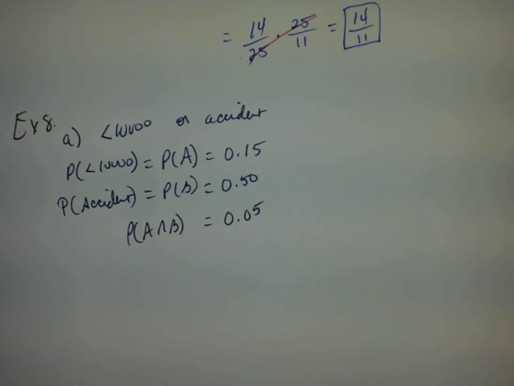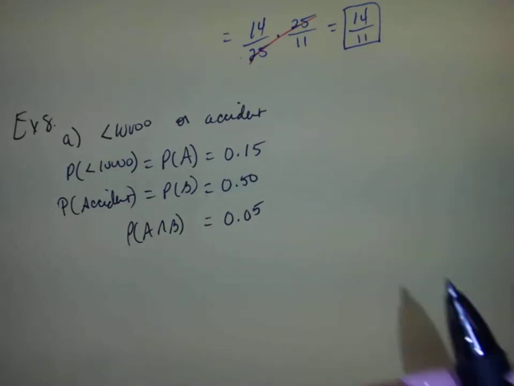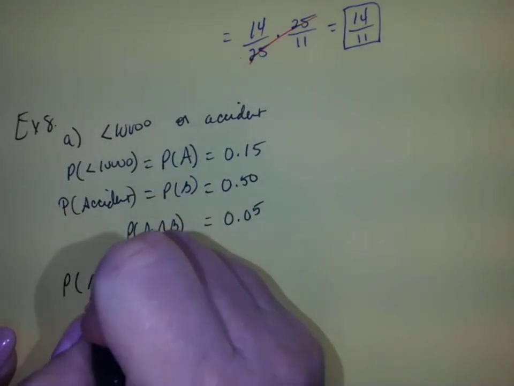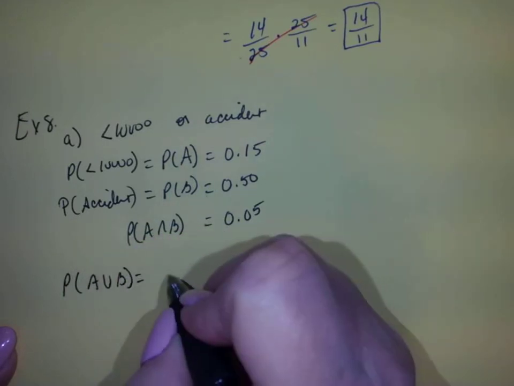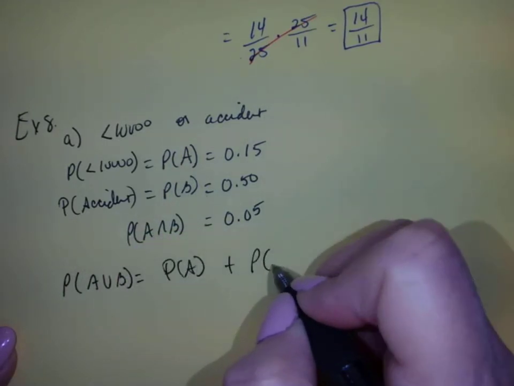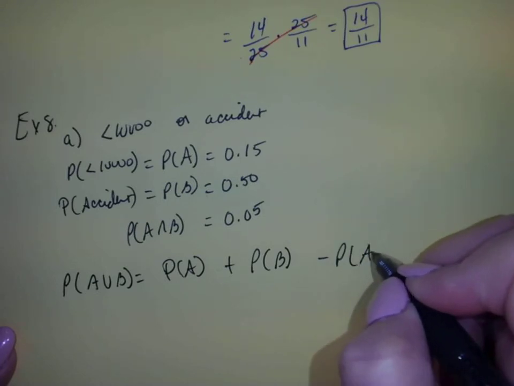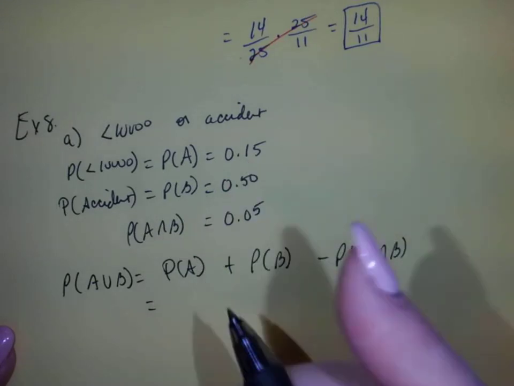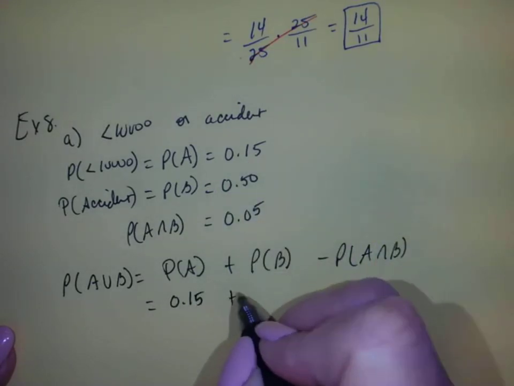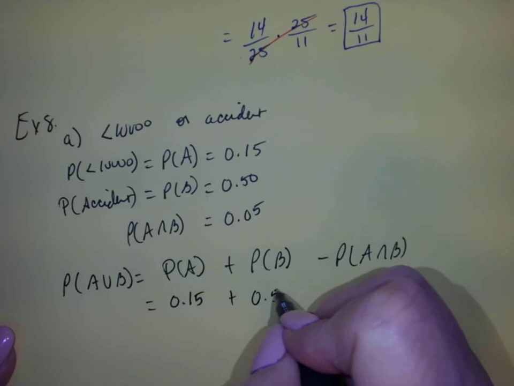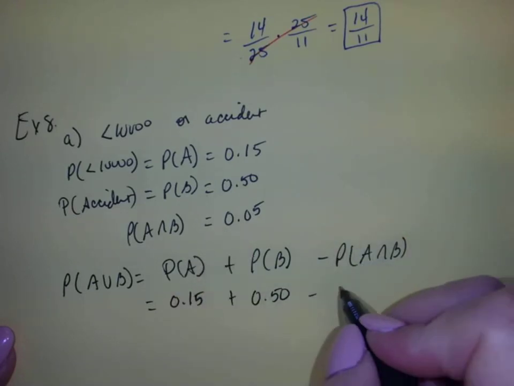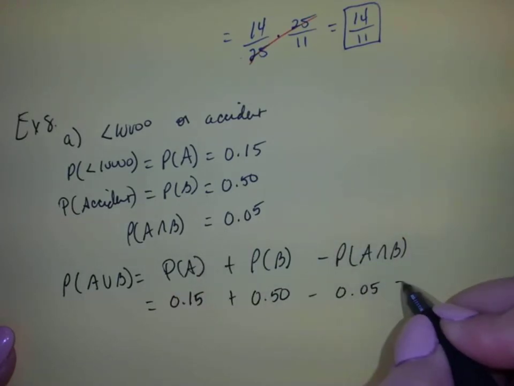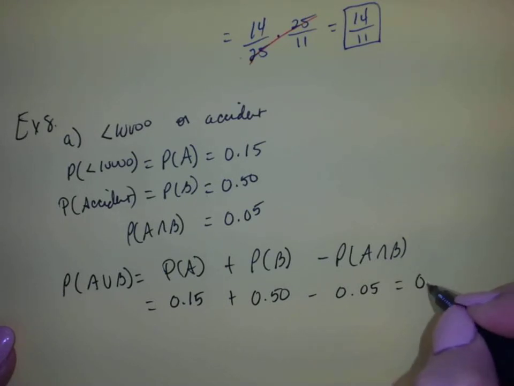So now we can find the probability of our union. It will be equal to the probability of A plus the probability of B minus the intersection of A and B. So the probability of A is 0.15, plus the probability of B is 0.50, minus our intersection of 0.05. And that will get us a total of 0.60.